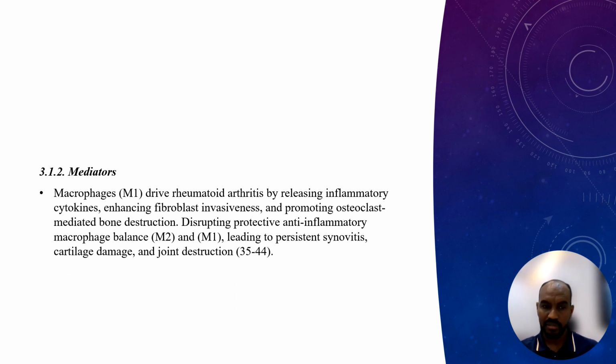Mediators: M1 macrophages drive rheumatoid arthritis by releasing inflammatory cytokines, enhancing fibroblast invasion, and promoting osteoclast-mediated bone destruction. Disruption between M1 and M2. M2 is actually protective and releases anti-inflammatory factors. The disruption between M1 and M2 status leads to persistent synovitis, cartilage damage, and joint destruction.